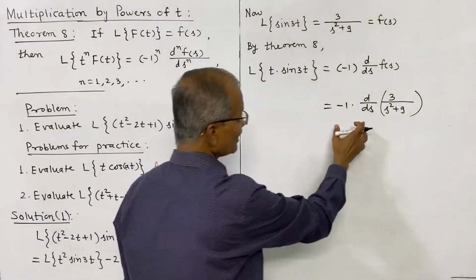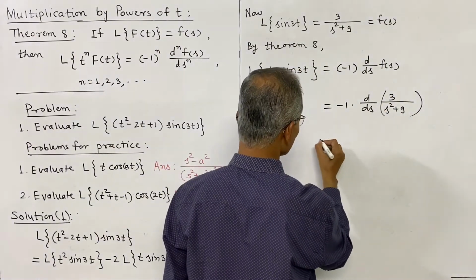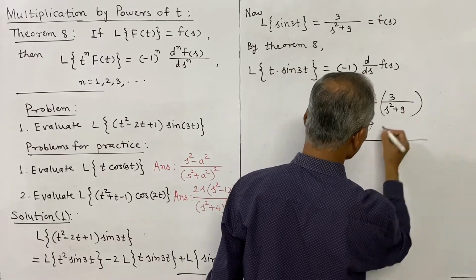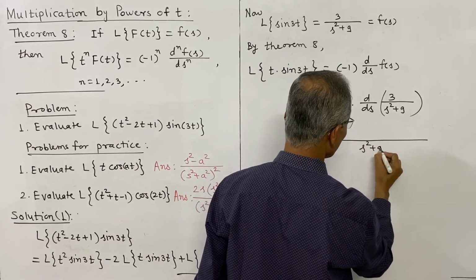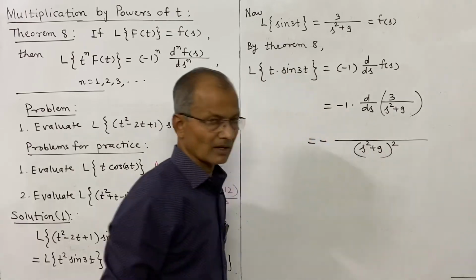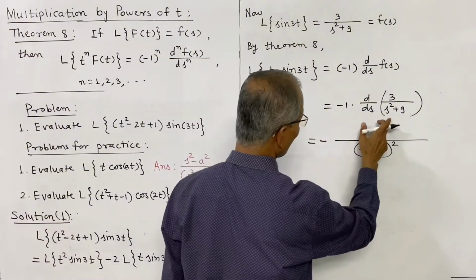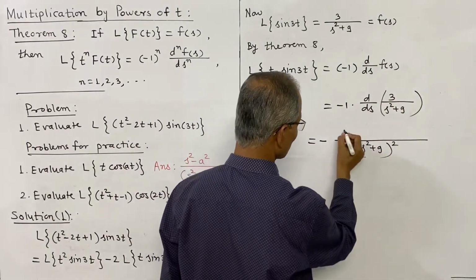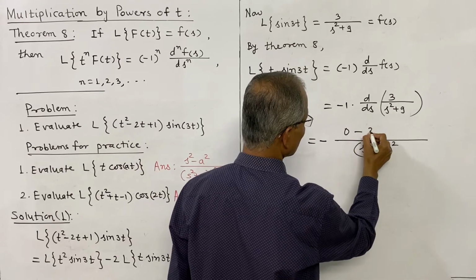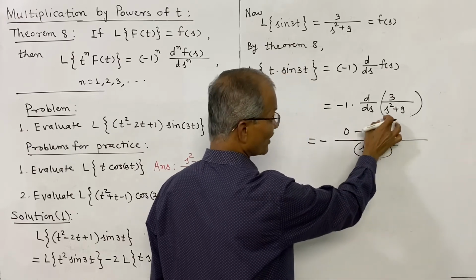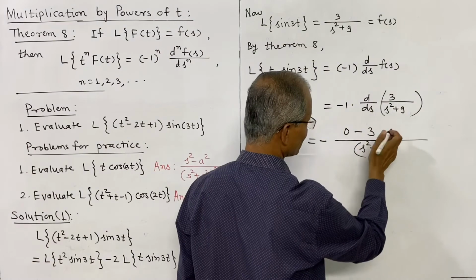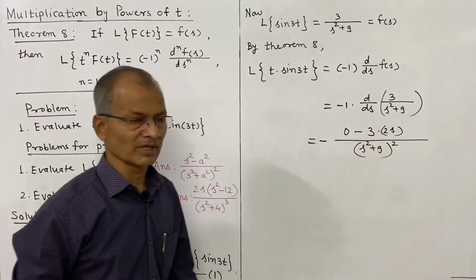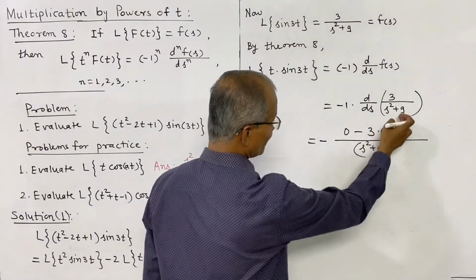And we can obtain the derivative by the quotient rule, that is equal to minus, and if you use the quotient rule, it will be (s² + 9)² the denominator, and at the numerator, denominator into derivative of numerator. The derivative of the numerator is 0, so it is 0 minus 3 into the derivative of the denominator, that is s² + 9 with respect to s, which is 2s. The derivative of s² is 2s, and the derivative of 9 will be 0.